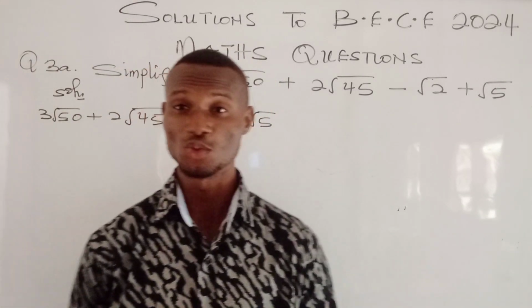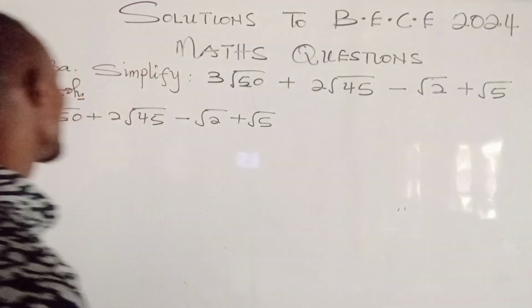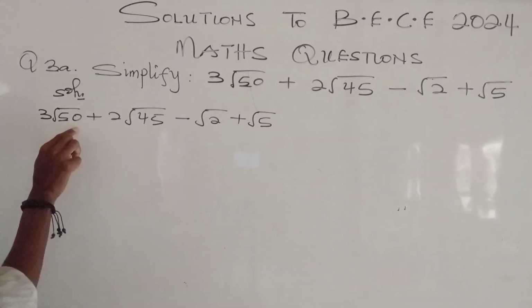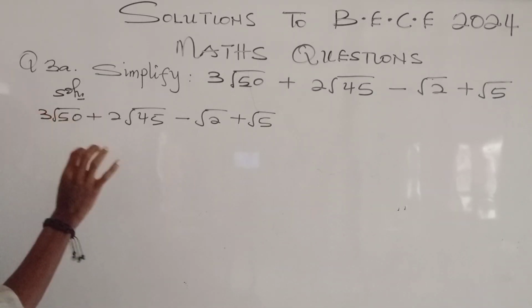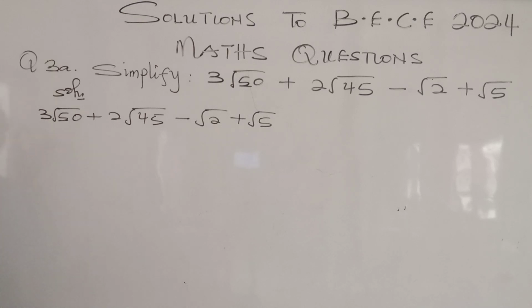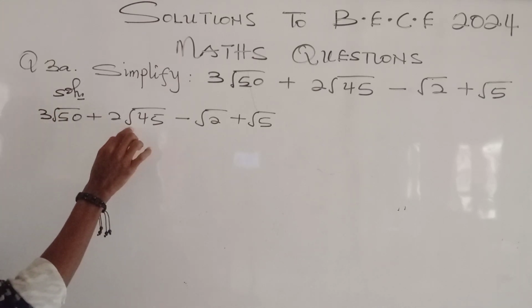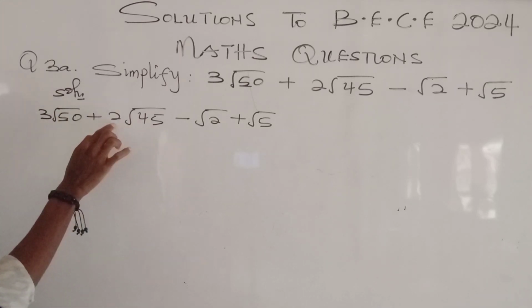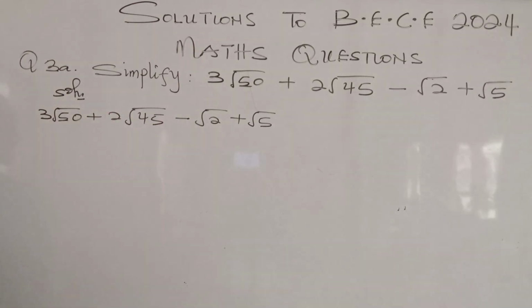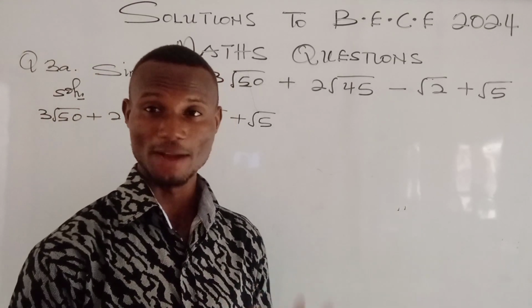What we need to do is to first simplify this root 50, and also simplify the root 45 we have here. When we simplify this root 50, the 3 here will multiply whatever we get, and when we simplify this root 45, the 2 here will multiply whatever we get. I hope the explanation is clear enough up to this point.